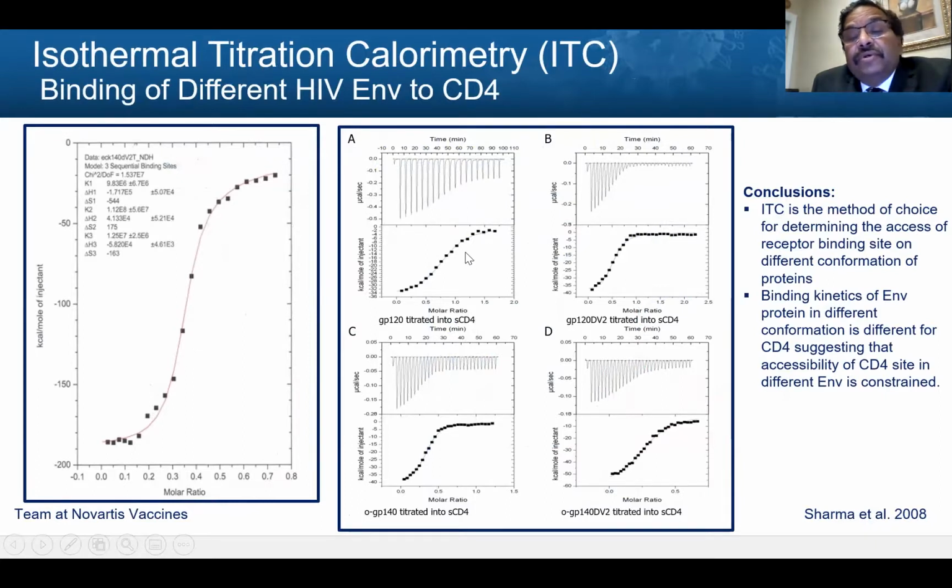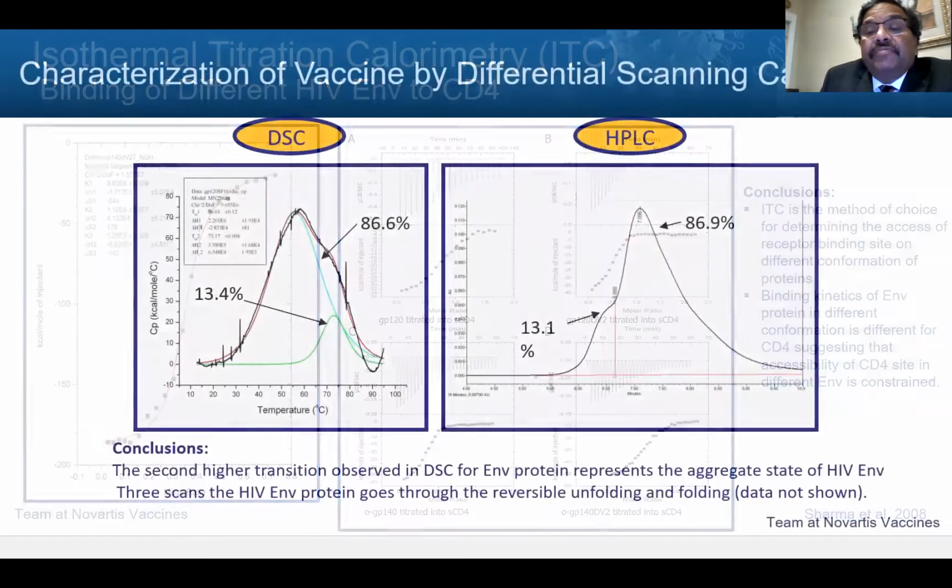Again, I think if you create a different structure, the binding to CD4 is changing. If you look at it, this is the monomer, this is what the trimer looks like, and these are the two versions where the V2 loop is deleted. So all these binding profiles are different. We published this work, so if you're interested, let me know and I'll send you a PDF of the paper.